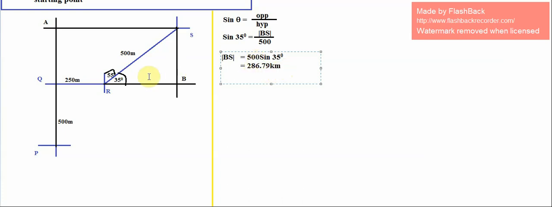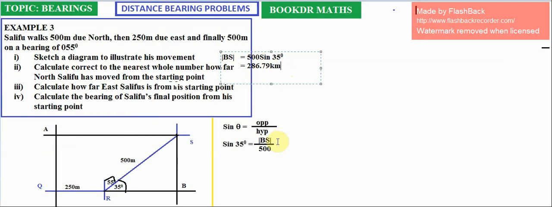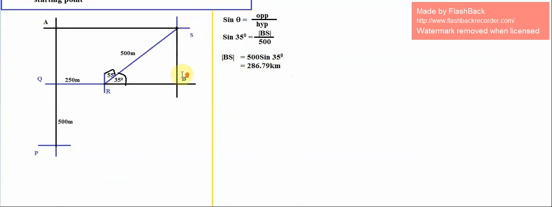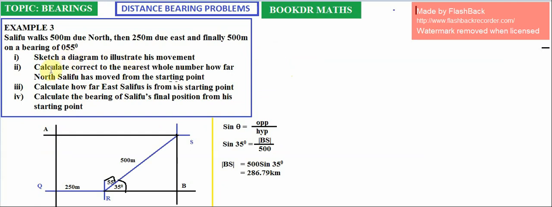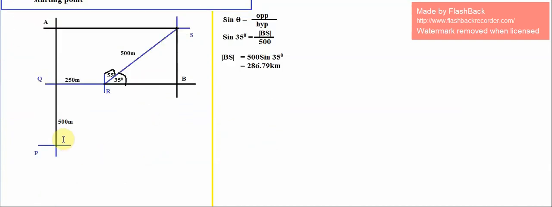If we want to find how far north he is, remember that is what we are looking for. How far north is it from the starting point? Calculate correct to the nearest whole number. How far north Salifu is from the starting point? If we want to find that out, this 286 is represented on this side, which is the same thing as the QA. So we'll add that one to the 500.